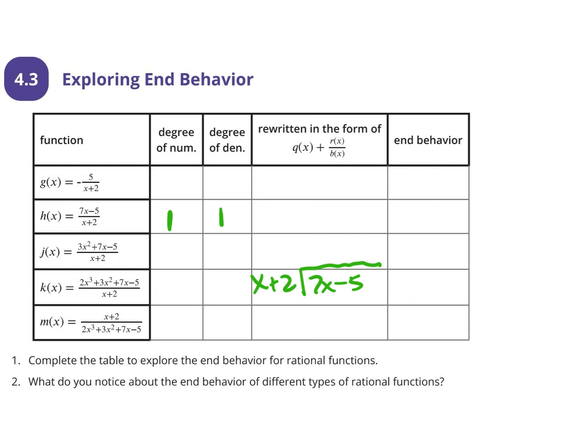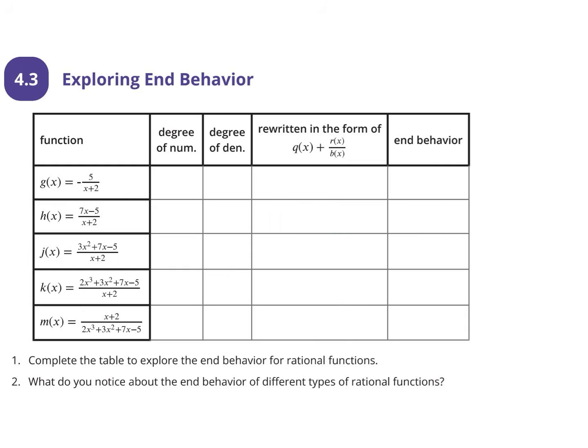And x goes into 7x 7 times. 7 times x plus 2 is 7x plus 14. Change both signs. You get negative 19. We don't do anything else. So q of x, our polynomial, is 7. Our rational part is negative 19 over x plus 2, because x plus 2 is our divisor. In a fraction, our remainder goes over the divisor, and our end behavior is y goes to 7. We're only worried about the whole number quotient, the polynomial that comes out, not the rational part.